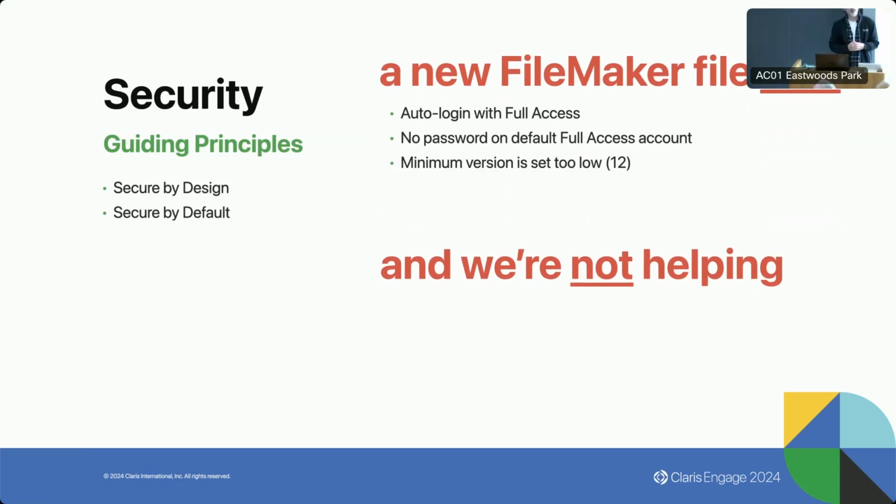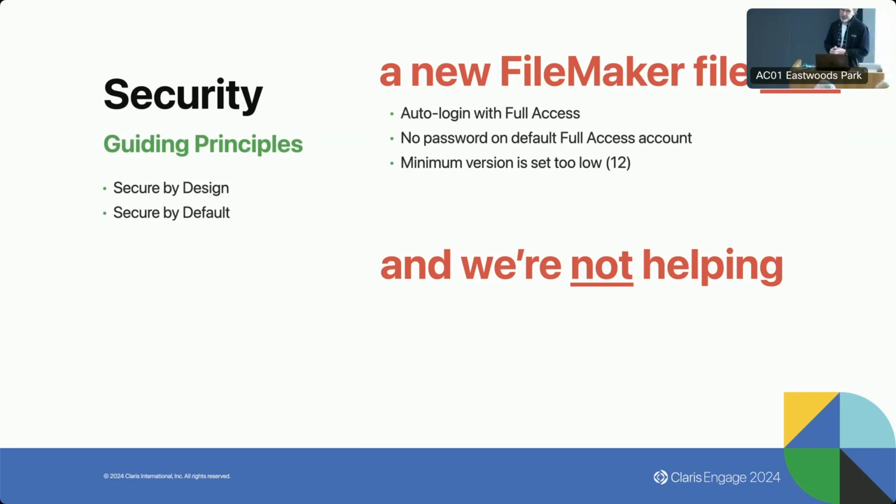So the fact that a new FileMaker file automatically logs in with full access, that is simply not secure, right? I understand why, because clearly Claris has to make sure that creating or building a new file is easy, right? That process isn't grating from the get-go. So that's why it's there. We need to change that. And most of us do, right? That's a no-brainer. We don't leave that file in there, but sometimes we do.